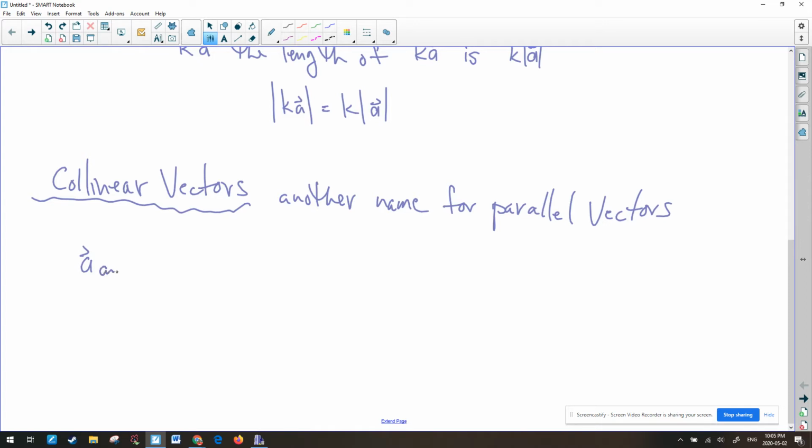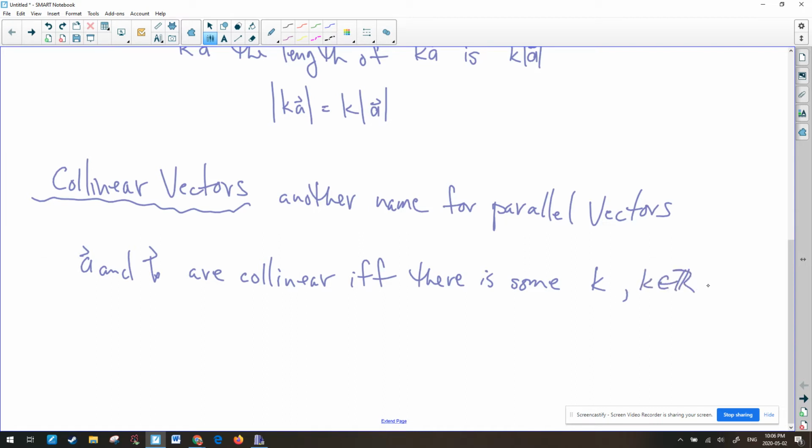Vector A and vector B are collinear if and only if, so that's the double F, if there is some K, where K is a member of the reals, that is non-zero. Maybe I should put that in there. Some non-zero value of K, such that B is equal to K times A. So let's think about what that means.